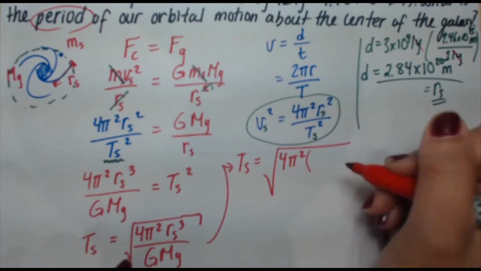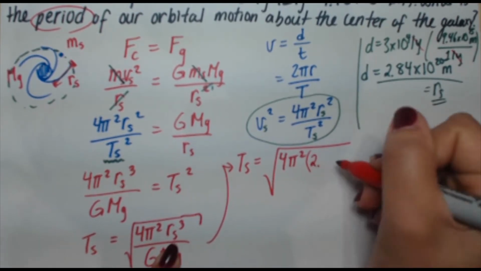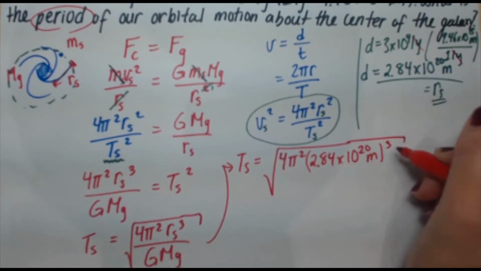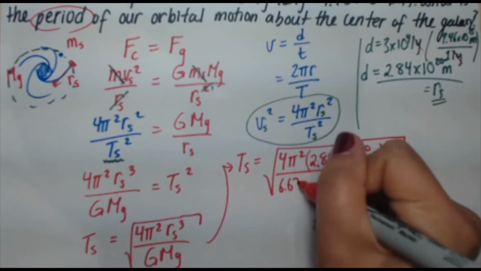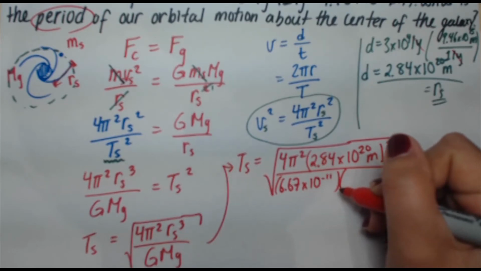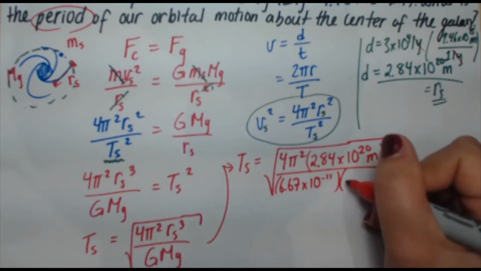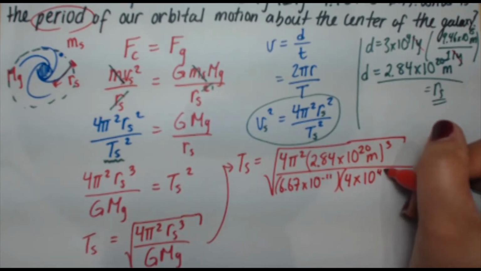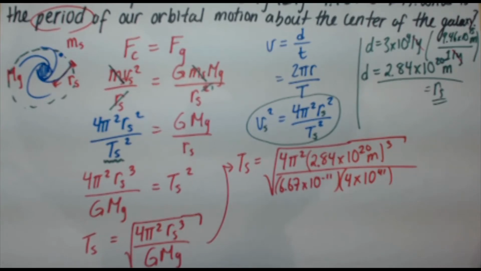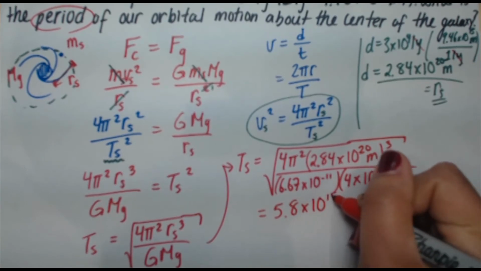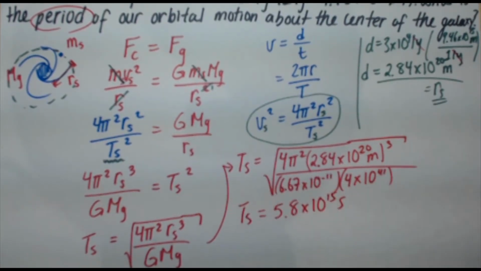So 4 pi squared Rs cubed, so this number, 2.84 times 10 to the 20 meters cubed, divided by G, 6.67 times 10 to the minus 11. And obviously there are a lot of units that go along with that, but right now we just want to plug in our values because there's nothing else that's going to cancel out at this point. Mass of the galaxy, 4 times 10 to the 41 kilograms. Plug those numbers in your calculator and you're going to end up with a time of 5.8 times 10 to the 15 seconds. Now, we don't want to quote the time it takes for the sun to orbit the center of the galaxy in seconds.